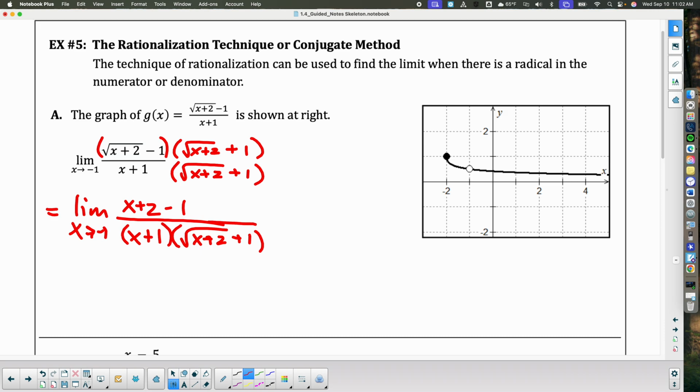Numerator turns into what? x plus 1. x plus 1 can now cancel from top to bottom. And then the numerator is just a 1.